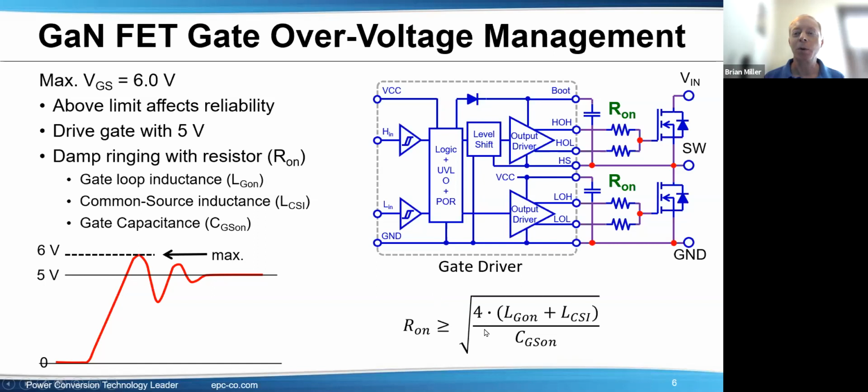So we put an equation over here which can be used as guidance, which includes the gate loop inductance, common source inductance, the inductance would sit right about here, right in the switch, common from the gate loop and the power loop, and the gate capacitance of the gate node. So you put these together and have a resistor, at least the value that's calculated, to dampen out the ringing.